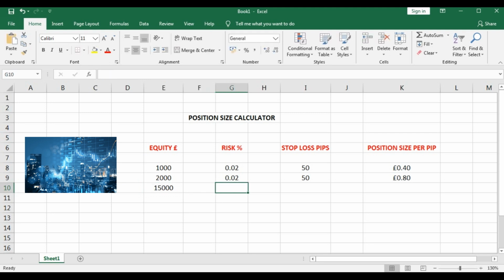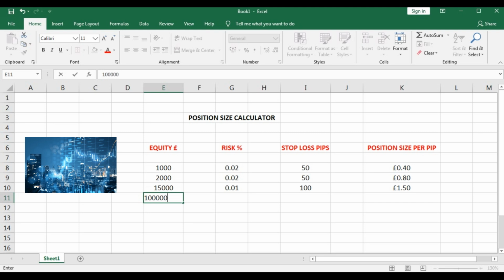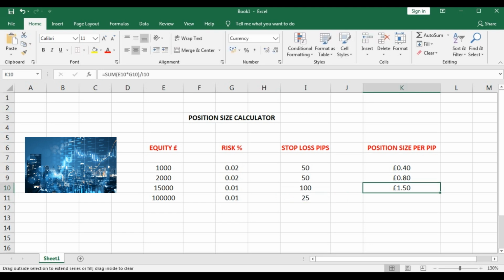Now if we try with an account of £15,000, we set the risk to 1% and a stop loss of 100 pips, and you come up with a total of £1.50 per pip. This makes your life much easier. Doesn't matter how big or small your account is, you always know exactly the boundaries of your trading if you want to stay in the market and if you want to be profitable. Of course, this relates to the risk and reward ratio, which we talked about in the previous video.